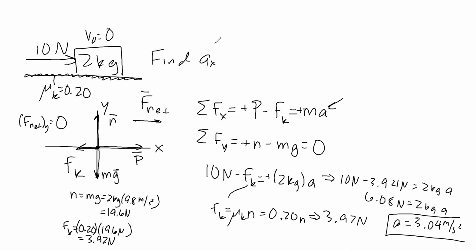But if you look at the next example, what if you push down on the block at an angle? So you take the same 2 kg block, but push down on it. Well, what is the free body diagram going to look like now? This question is a good lead into this actual example.